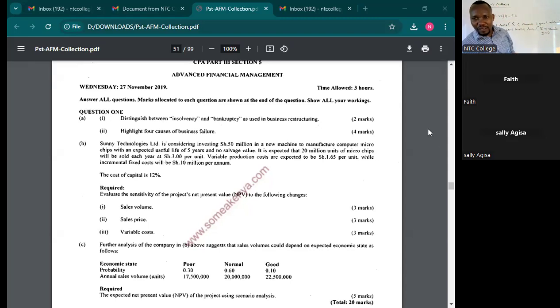So if they are silent, that is now the break even. In impact, they have to tell you that the variable cost has changed by 10%, adversely or favorably.